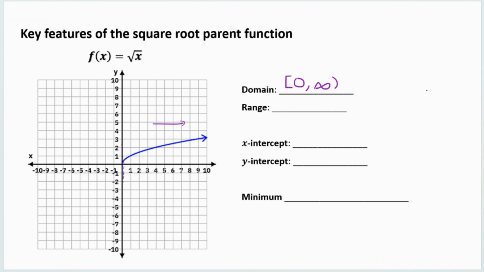And then for the range, well, the lowest y value is also at 0. So it's going to start off at 0, and then from there, the graph goes up. So it's going to go 0 to positive infinity. It does intersect both the x and y axes at 0, 0. So that's going to create both our x-intercept and y-intercept at 0, 0. This function has a minimum because notice that 0, 0 is the lowest point, and then from there, the graph goes up. So it has a minimum of 0 at x equals 0.